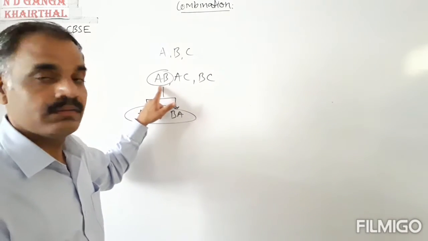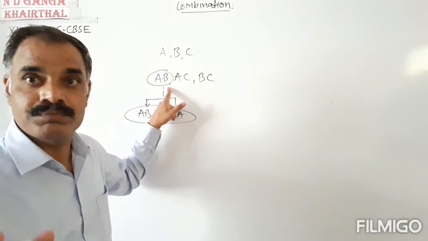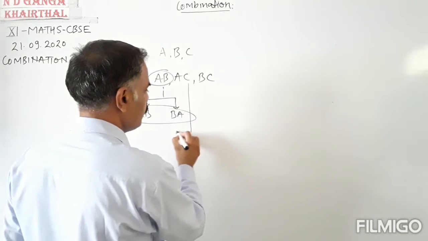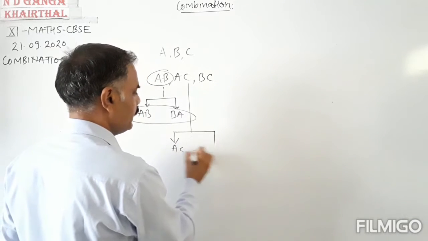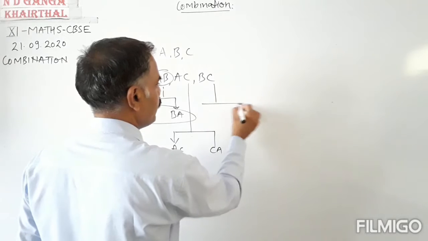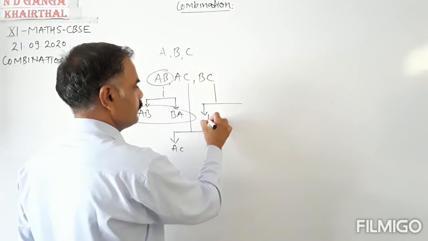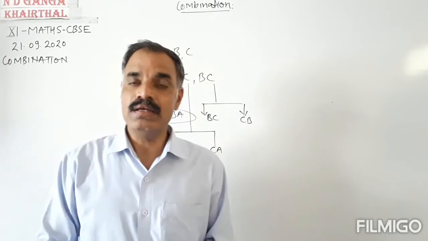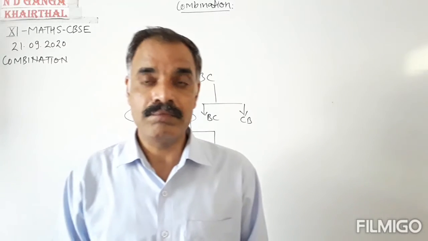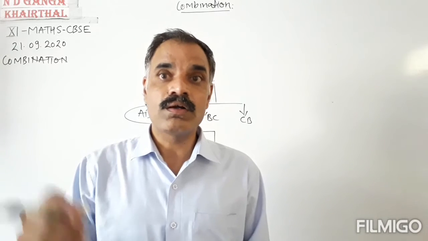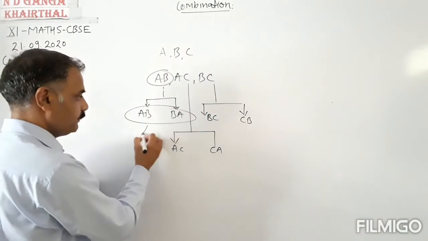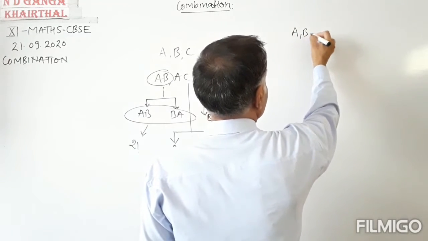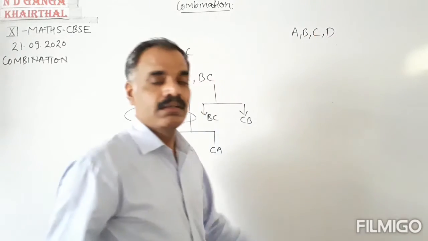So for each combination of two objects, we have two permutations. For this also we have two permutations, AC and CA, and for this we also have two permutations, that is BC and CB. So for every selection we have a number of permutations, that is 2. 2 means factorial 2.